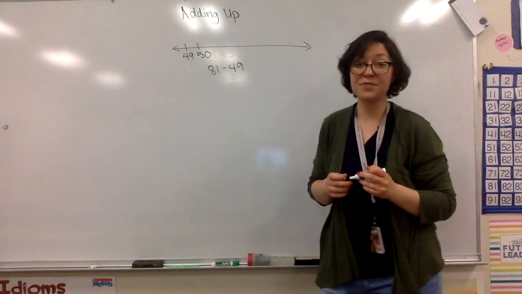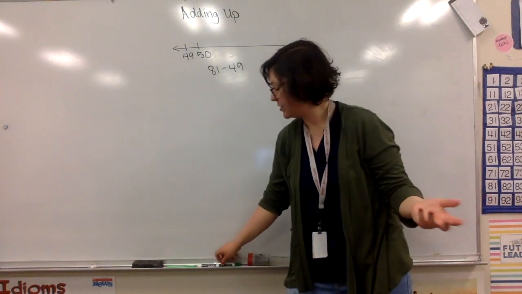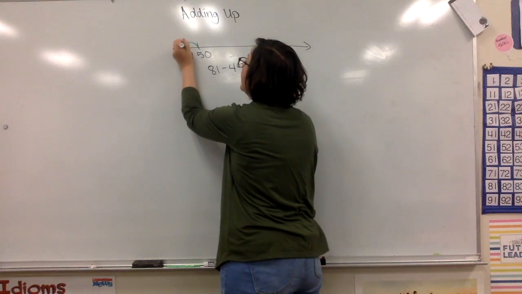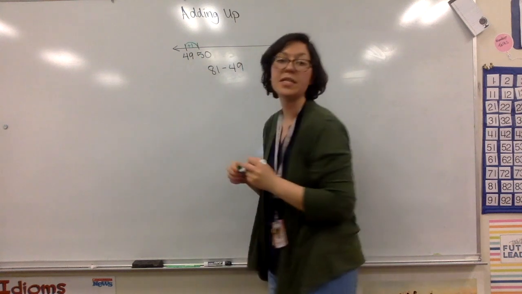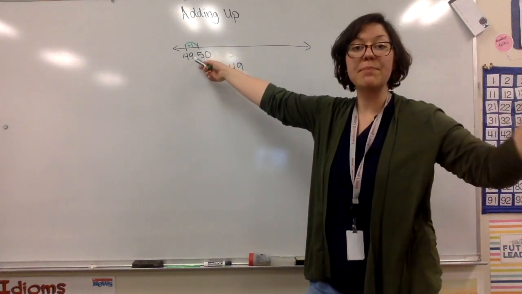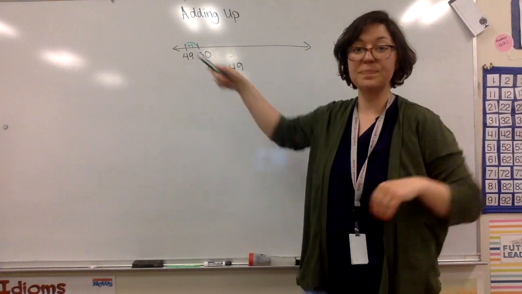Now from 49 to 50, what's the distance between those two numbers? It's just 1. So I'm going to make a hill, and inside this hill, I'm going to put plus 1. I'm keeping track of how many numbers I'm passing. What is the distance as I go, okay?